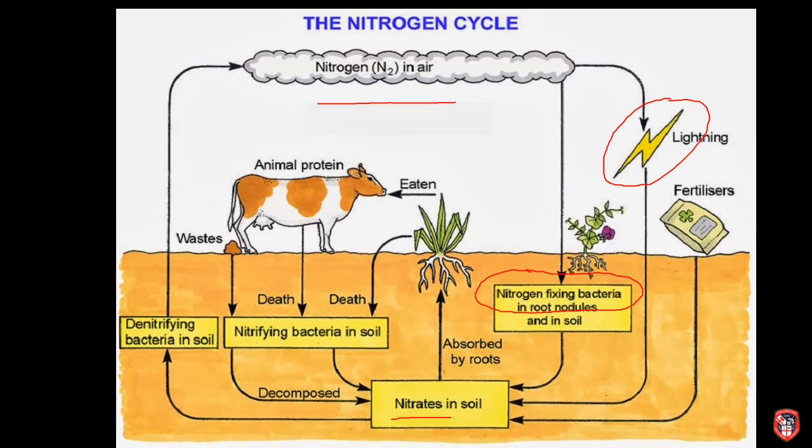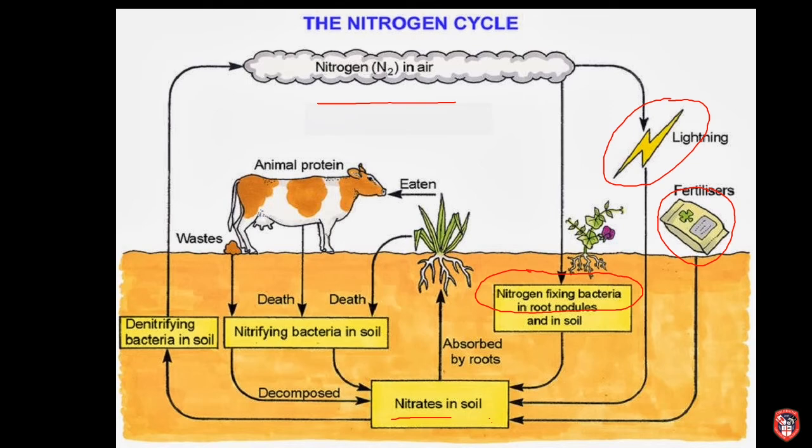Also, we have fertilizer. Of course, farmers and gardeners put fertilizer on their crops and in their soil to add more substances to it. And one of those substances is nitrates. We'll come back to fertilizers later on in this chapter. But fertilizer is another way in which we can get nitrates into the soil. So there are three ways in which we're putting nitrates into the soil.